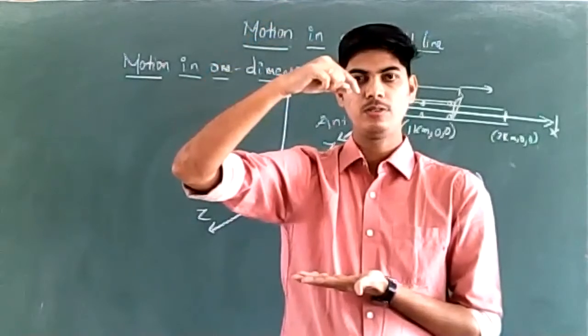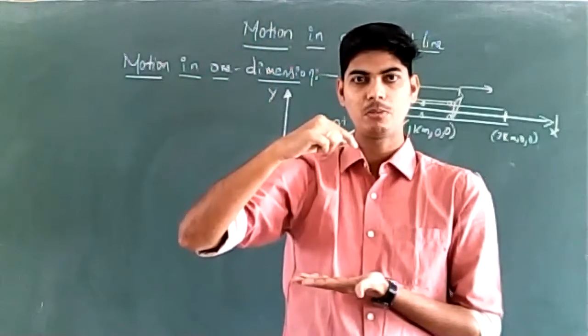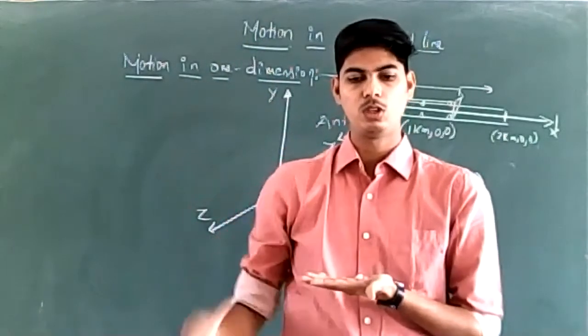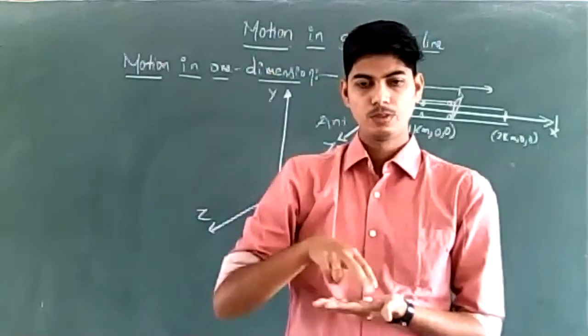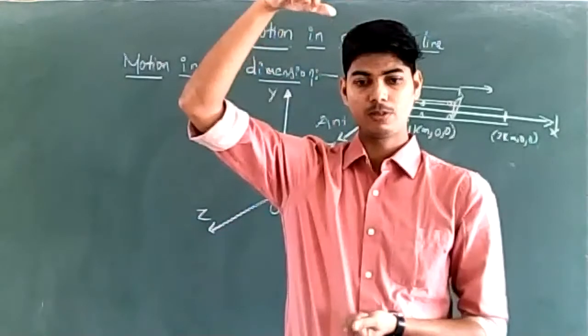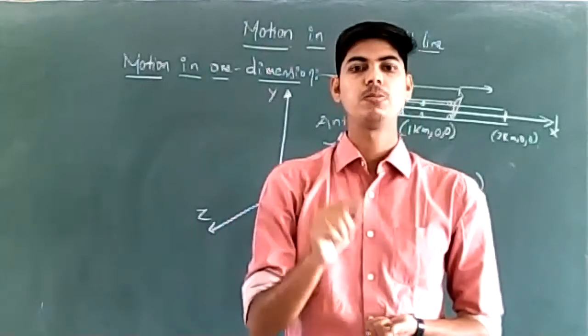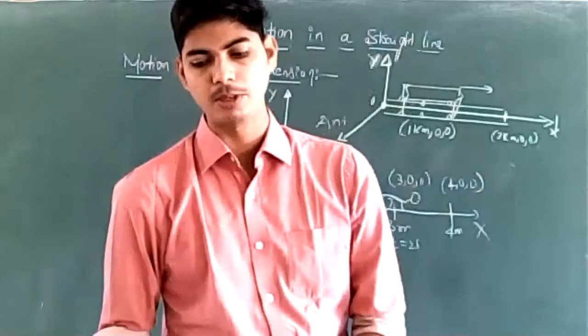Now its position will be 0, 4, 0, 0, 3, 0, 0, 2, 0, 0, 1, 0, 0, 0, 0. Origin hatra bantu. So an object released from certain height travels along straight line, so it must be an example for one dimensional motion. It's an example for one dimensional motion.